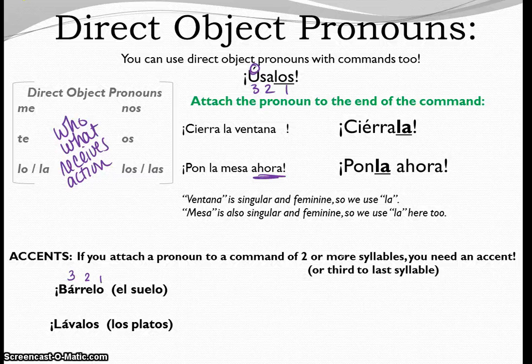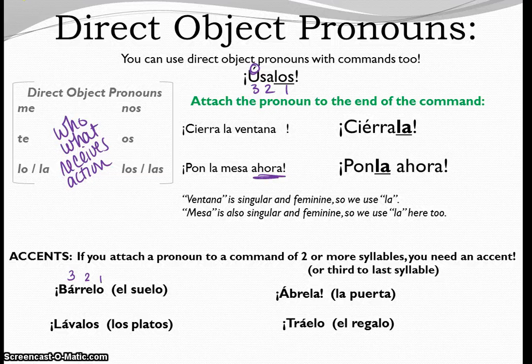Try ábrelo, and tráelo. Or ábrela, I'm sorry. Bien, it goes on the first one. What about traerlo? Tráelo. Excellent. Even though there's vowels right next to each other, it still has to go on the third vowel right here. The last one that you have on there is a poner command.